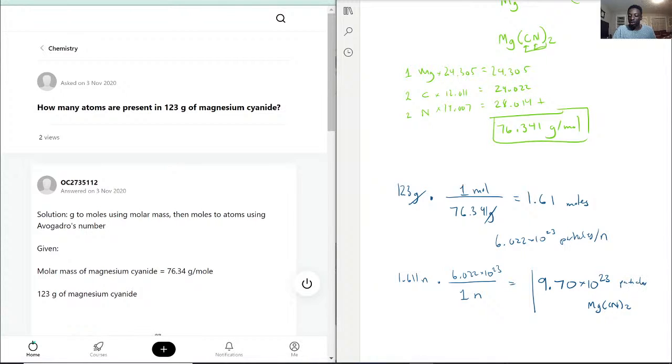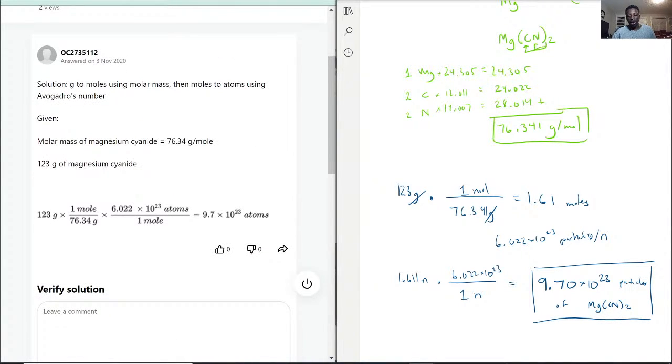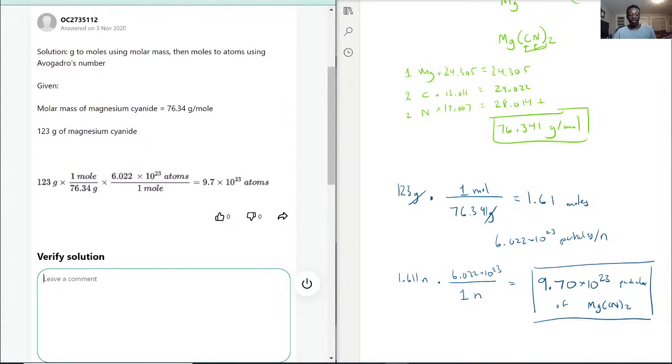Particles of that. So that's what we get there. Okay. And that is exactly it. 9.7 times 10 to the 23. So this is correct again.